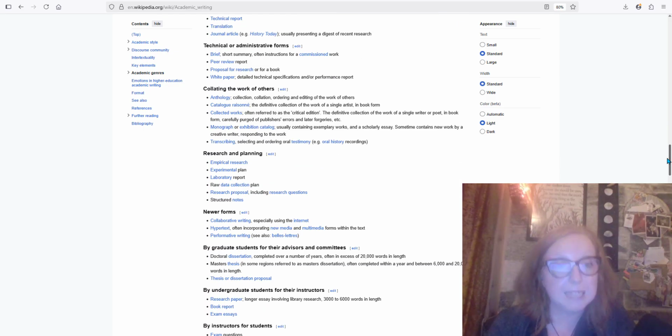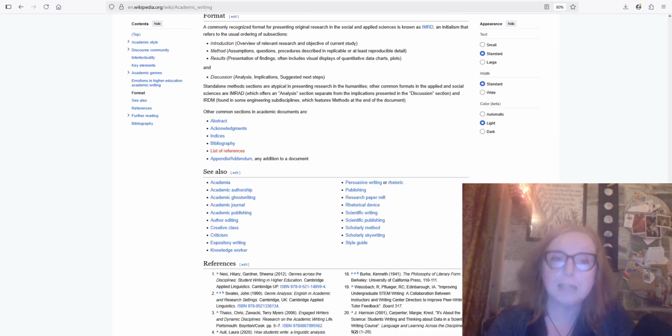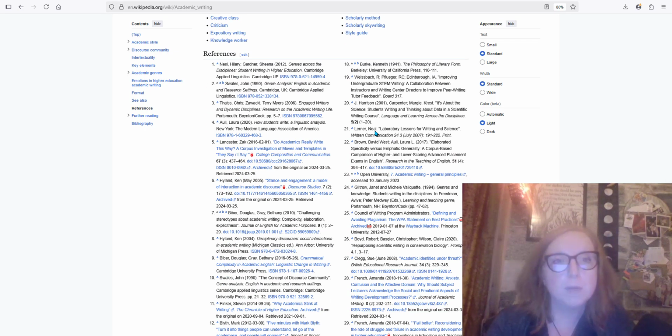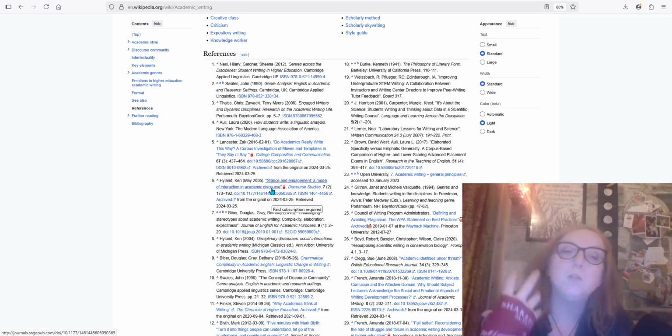First off, Wikipedia does cite its sources, so it's a great launch pad for research. For instance, if I was researching academic writing, I might go to Wikipedia's page and try to find these original resources for myself so that I could then read, say, this article here, Stance and Engagement, a Model of Interaction in Academic Discourse, with my own eyes, and use that reference as opposed to Wikipedia.